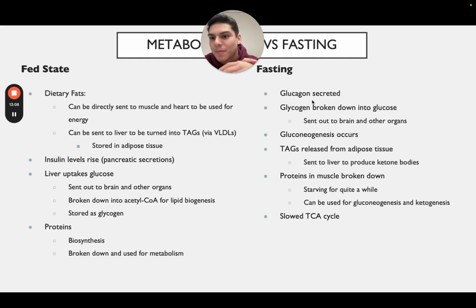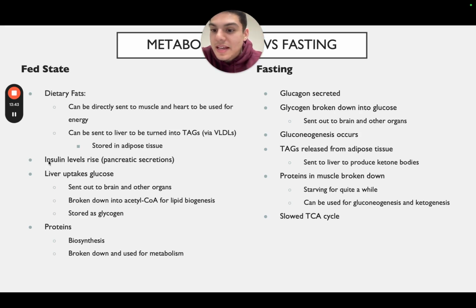the glucose there. And so now moving conversely to the fed state, we have dietary fats, which can be directly sent to the muscle and heart to be used for energy. So when we're really well fed, our muscles can build up and whatnot, and it's just overall positive because of the dietary fats. And these fats can also be sent to the liver to be turned into triacylglycerols via VLDLs, and then stored in adipose tissue. So when we eat too much, we can end up having a surplus of these triacylglycerols that end up expanding the size of the adipose tissue itself, persistently, for quite some time.